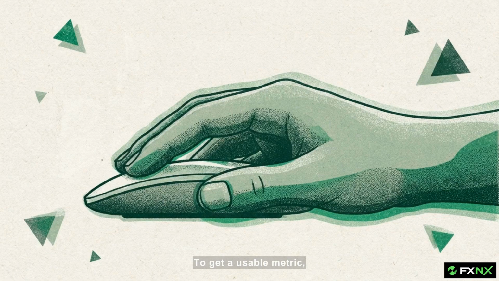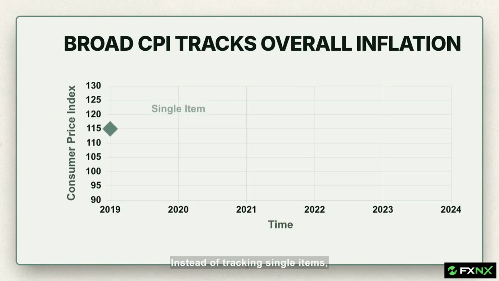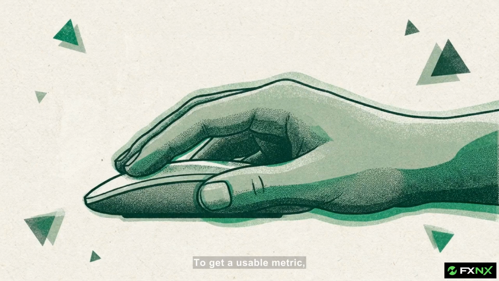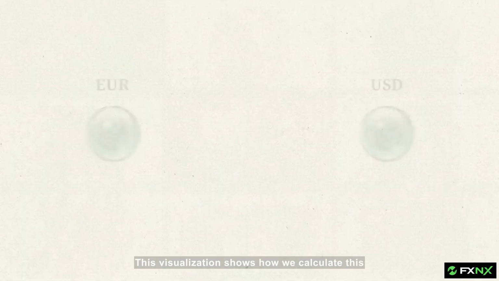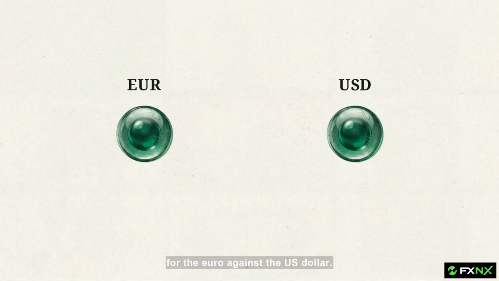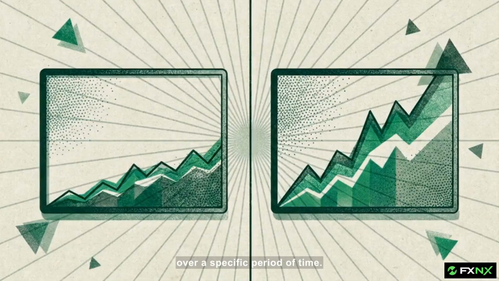To get a usable metric, serious traders rely on relative purchasing power parity. Instead of tracking single items, this model uses broad consumer price index data to track overall inflation. Relative PPP doesn't look for absolute price equality. It measures the change in purchasing power between two competing economies over a specific period of time.